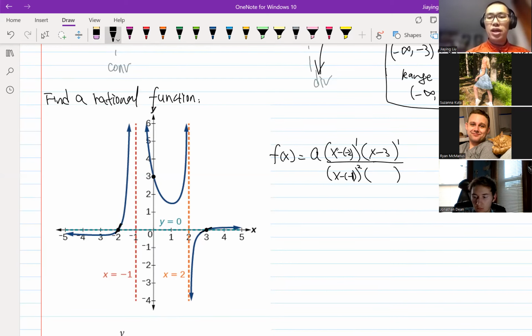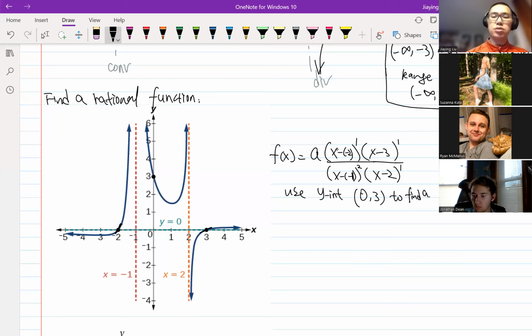And then what do we have? We have another vertical asymptote at x equals 2. So x minus 2 in the denominator. And it's divergent here, so it's going to have an exponent of 1, maybe 3, but for now we just use the simple one. So that looks pretty good. We just need to figure out what a is. And remember the small points we can use, right? It looks like we have a y-intercept at 3. So use the y-intercept (0, 3) to find a.